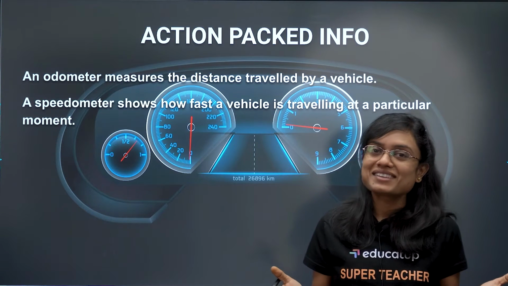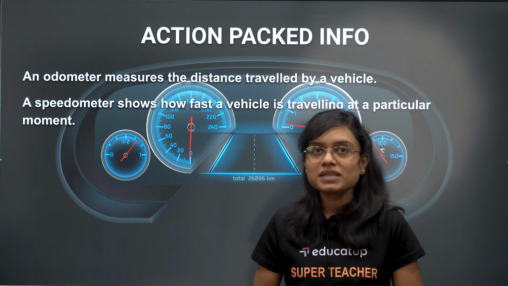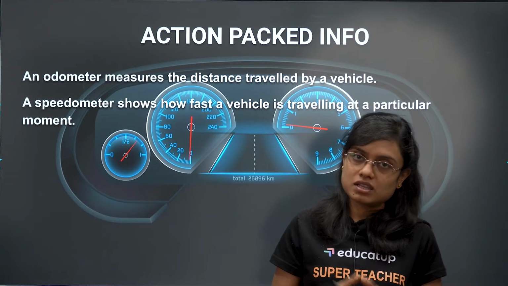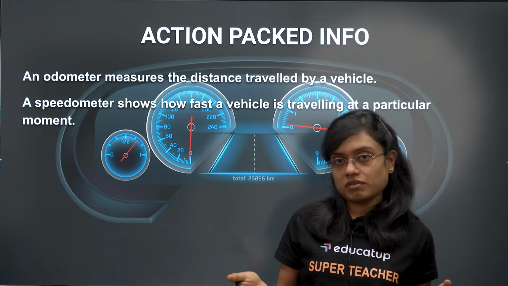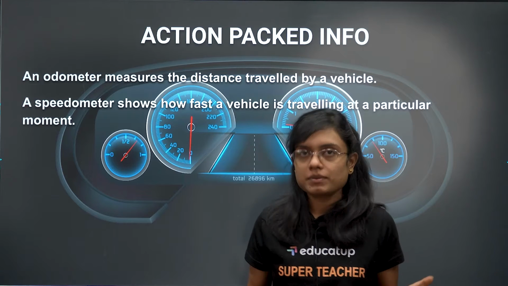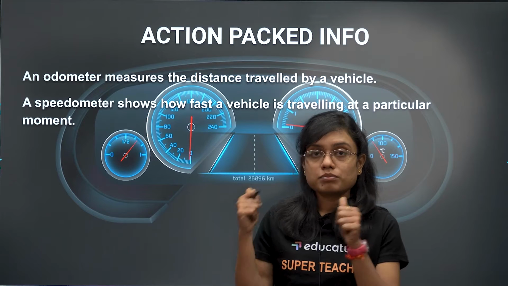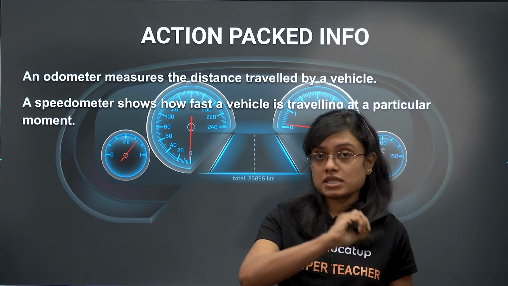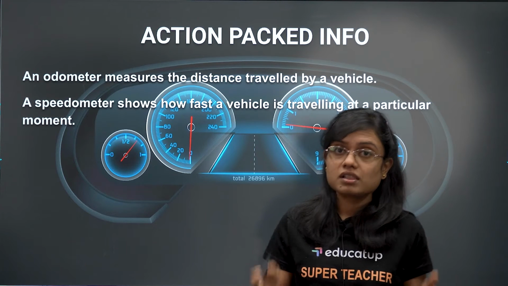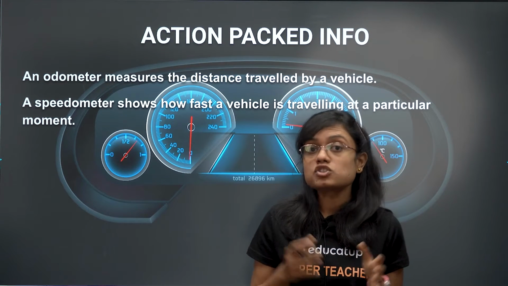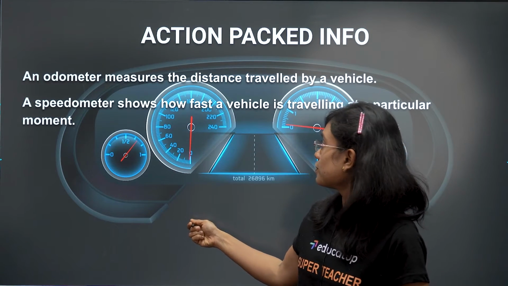Again, some action-packed info for you all. An odometer measures the distance traveled by a vehicle, and a speedometer shows at what speed the vehicle is moving. Both these meters are present in every vehicle which runs on a fuel, whether CNG, petrol, diesel, electricity, or any fuel. Both these things are very important because they show us at what speed we are going, whether the motion of our vehicle is slow or fast, and how much distance we have traveled.